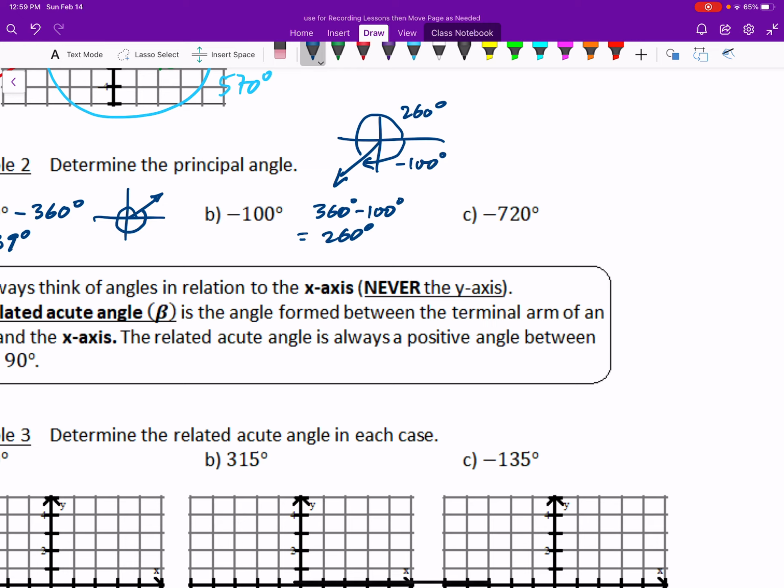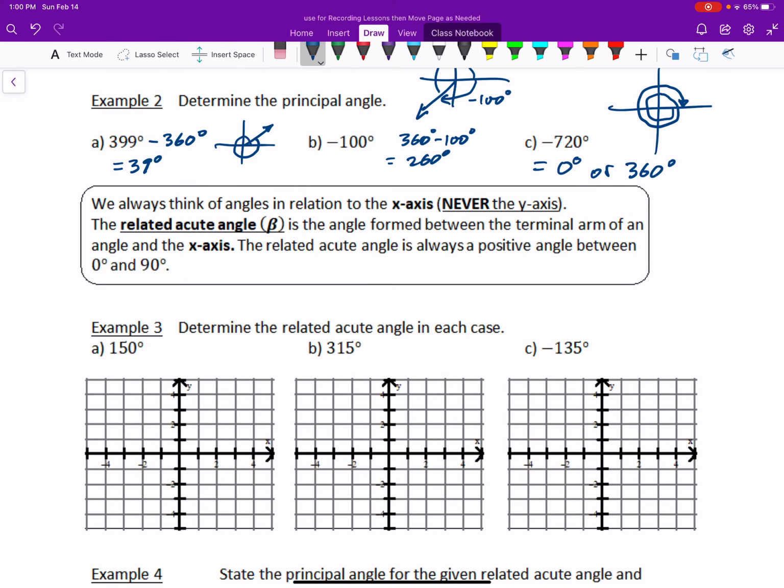And negative 720, let's picture this one first. So I'm going all the way around negative 360, go all the way around again. I'm at negative 720 once I get back to my initial arm. That's going to be the same as 0. Or I could say 360, because 360 is also considered a principal angle. But 0 and 360 are really the exact same angle. They both land you back on the initial arm.